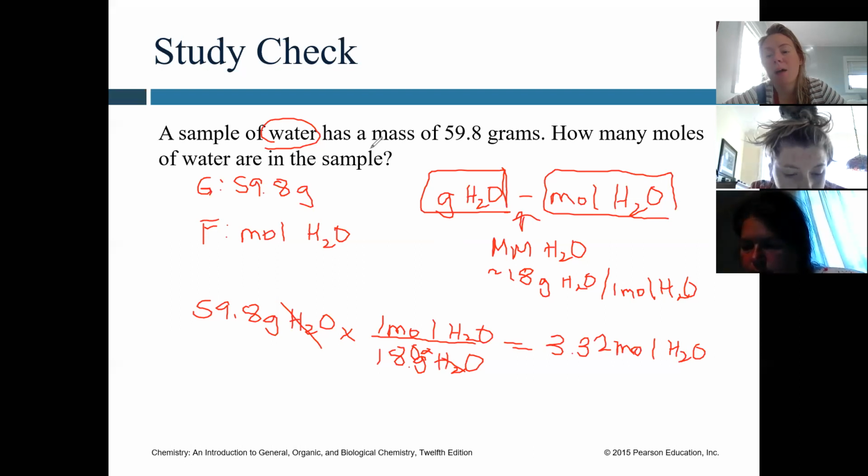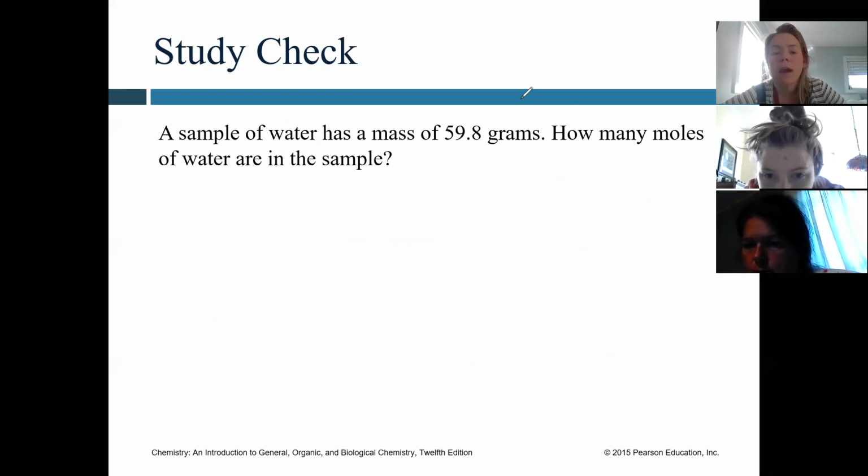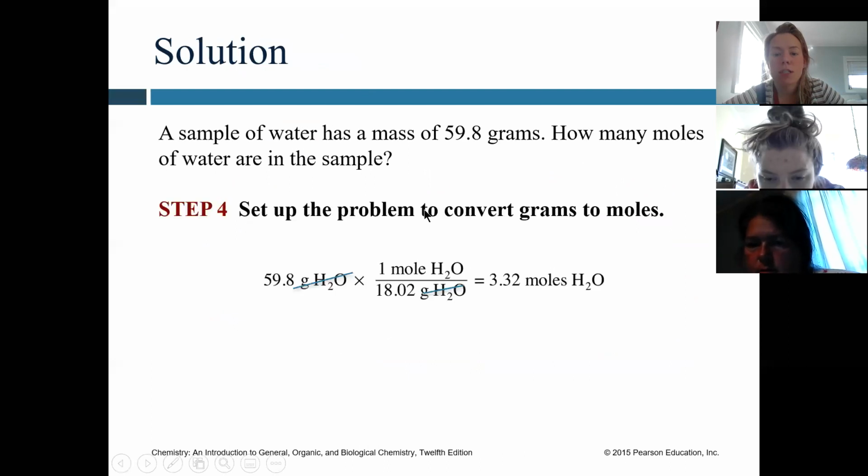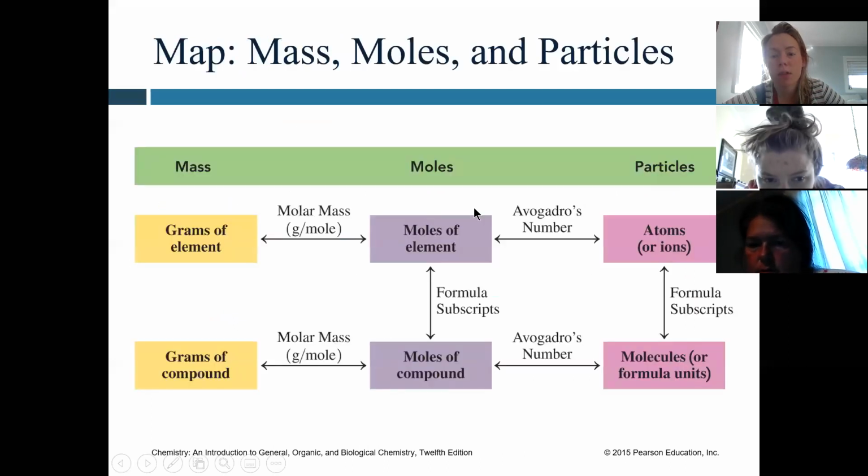So if it's a compound, you have to do the extra step of calculating the molar mass, right? If it's an element, you just get to look at the periodic chart. If it's a compound, you've got to add that extra little bit. So looking at this all smushed together, I do just love this flow chart. So I'm going to keep this up and we're going to have a little bit of fun with this.